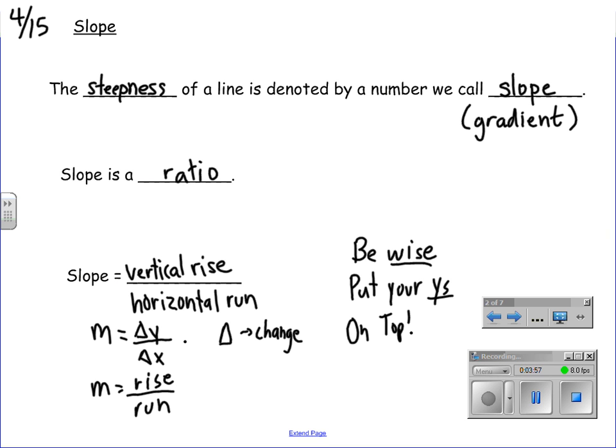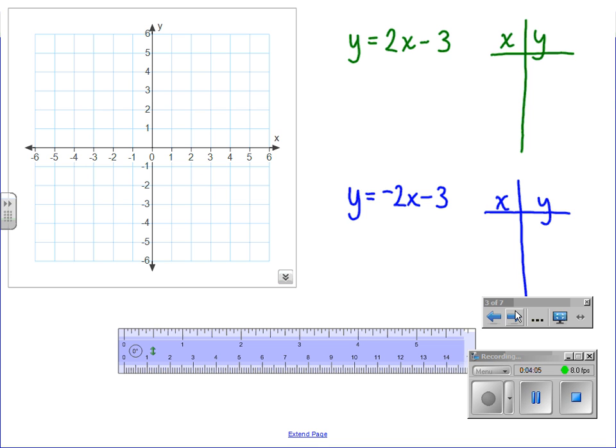Let us move on. Any questions? Don't rise because you got a 0. Be wise and put your y's on top. And don't flop. All right, here we go.